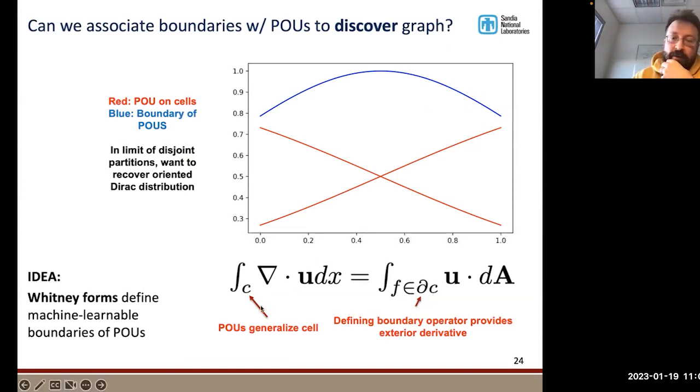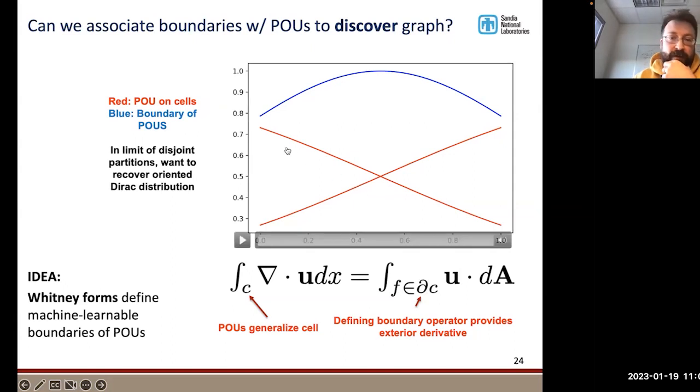Okay, so our objective is to repurpose this partition of unity stuff in order to identify control volumes. This is the hand-wavy explanation about how we cook this up. It gets technical, so you can just remember this slide, and that's 90% of the story. The idea is a partition of unity generalizes a cell. If we want a conservative divergence operator, what we really need to do is define what we mean by a boundary of the cell.